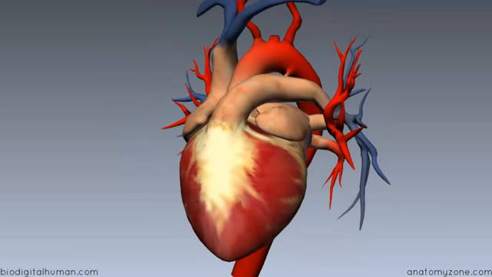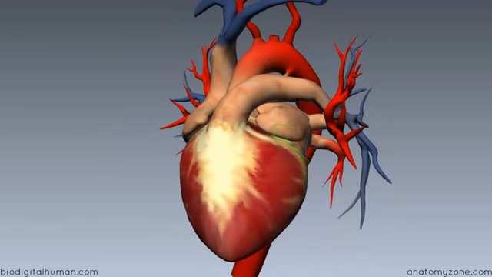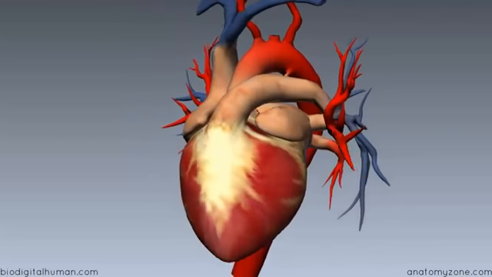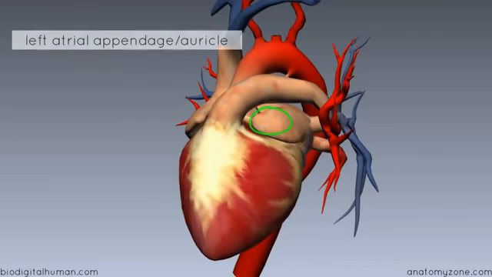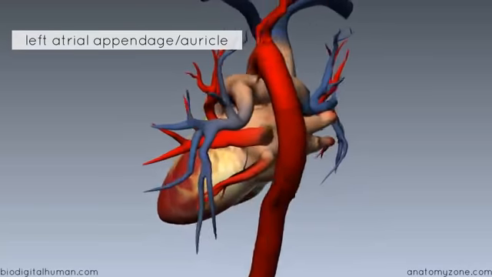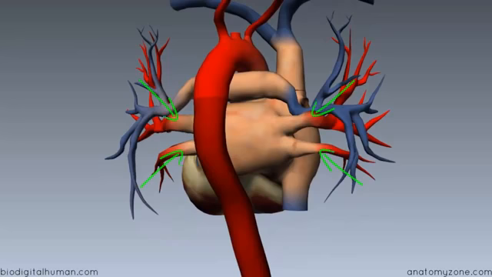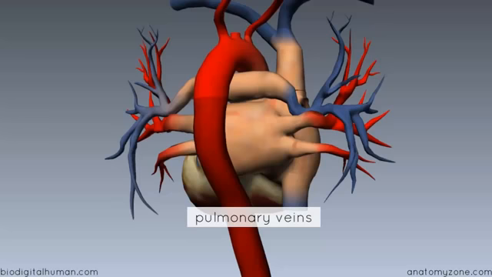So the left atrium, externally you can see this appendage here. Just like on the right side you've got the right atrial appendage or auricle, you've got the same on the left side. So you've got this left atrial appendage. And then if I rotate the model round posteriorly, you can see these four veins entering into the left atrium. These are the pulmonary veins, and they carry oxygenated blood from the lungs back into the left side of the heart. So the function of the left side of the heart is to pump oxygenated blood out to the rest of the body.